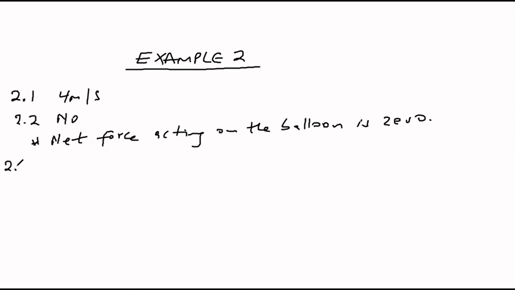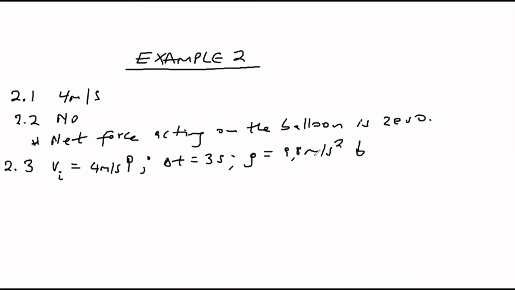Okay, question 2.3. Calculate the height of the hot air balloon when the object was dropped. Okay, so the initial velocity is given there. It is 4 meters per second and it is upwards. Then the time taken by the ball is 3 seconds in the air. Then g is 9.8 meters per second squared and it is downwards.